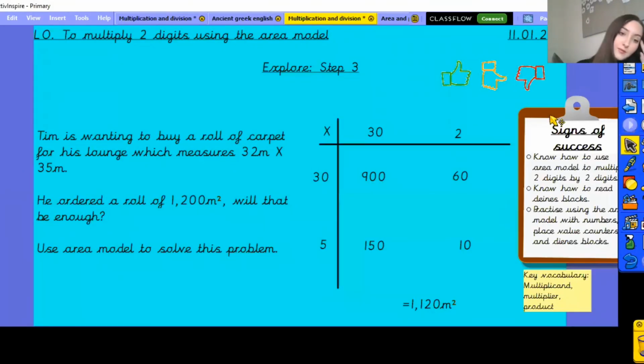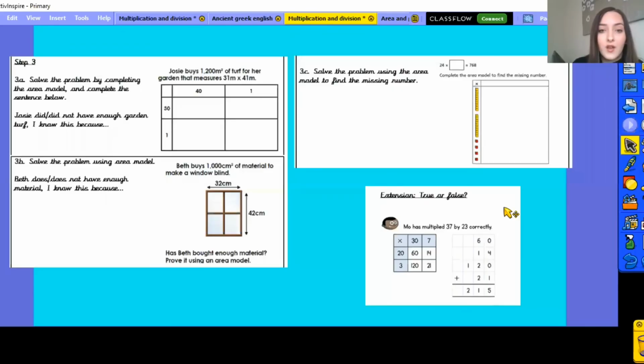So to answer this problem, Tim does have enough carpet because he ordered 1,200 metres squared, and the carpet in his lounge needs to be at least 1,120 metres squared. So well done if you got that correct. Okay, so for those of you that want a challenge, this is step 3 and the extension of the worksheet. So pause the video to complete that in your maths book.